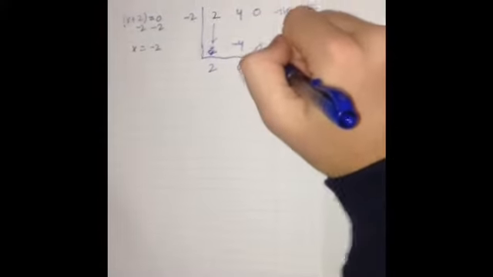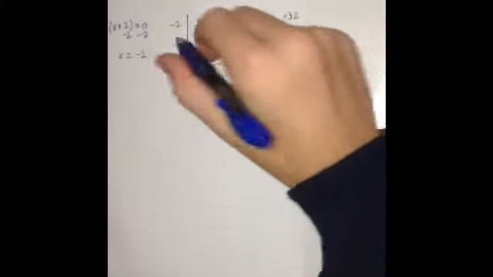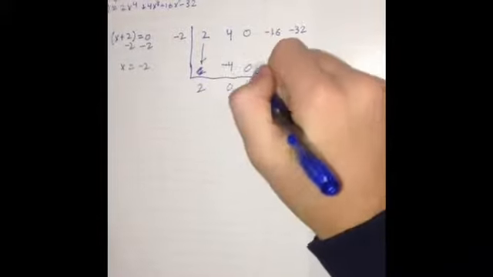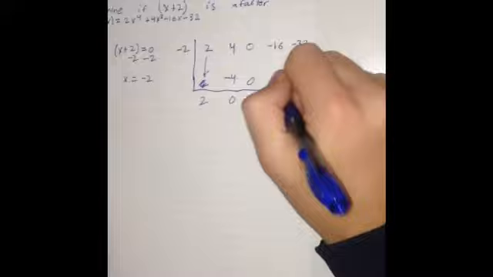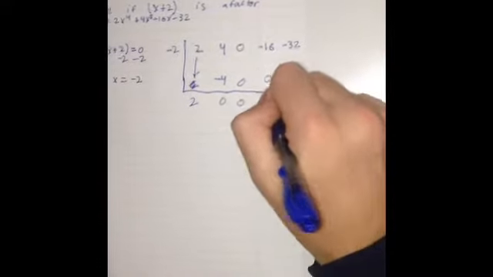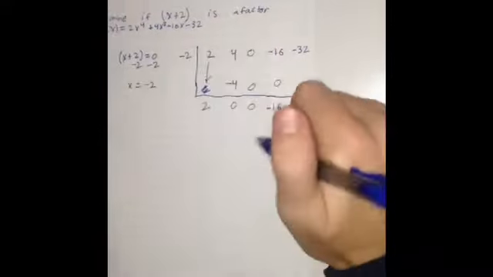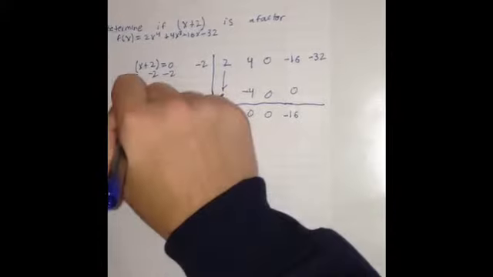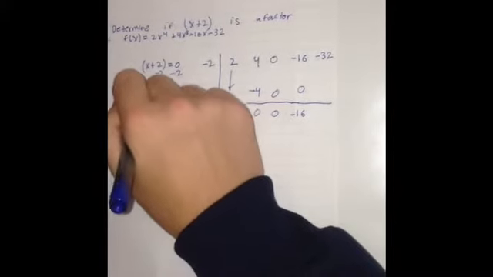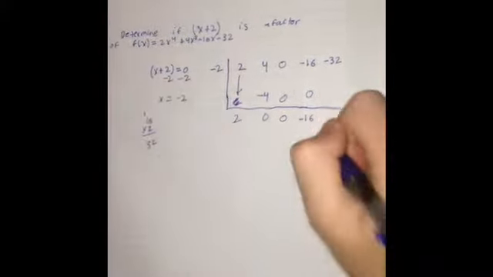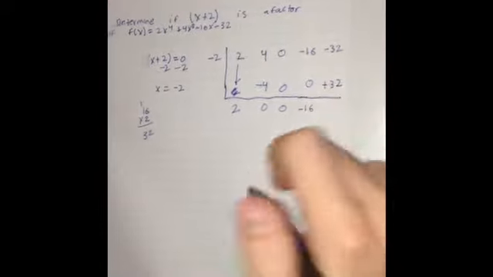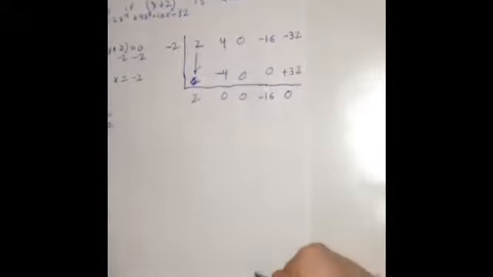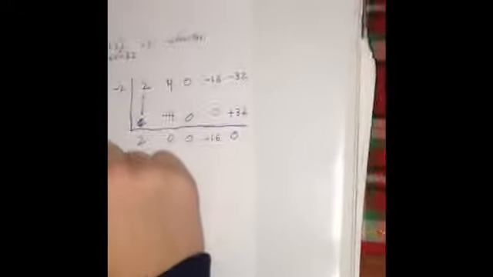Alright, so, and then negative 2 times 0, that's 0. So negative 16 plus 0 is negative 16. And then negative 2 times negative 16, let's do the math. That's positive 32. That's right. And then that's 0. No, that's it.